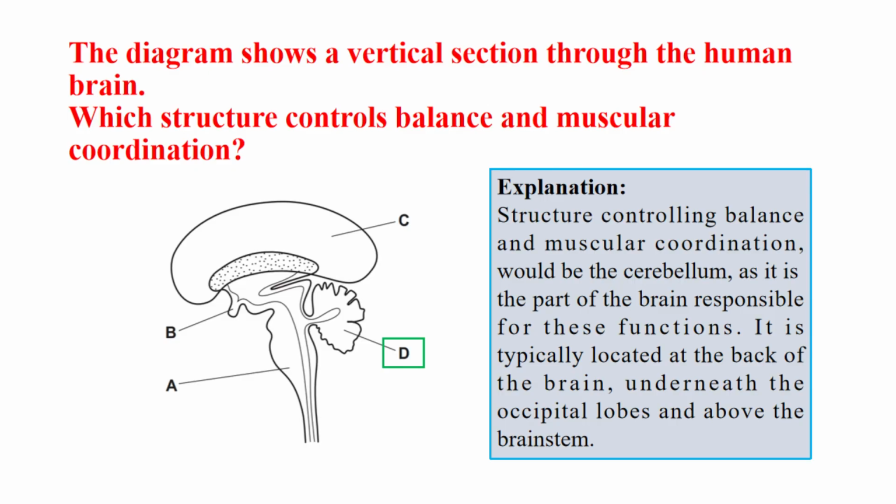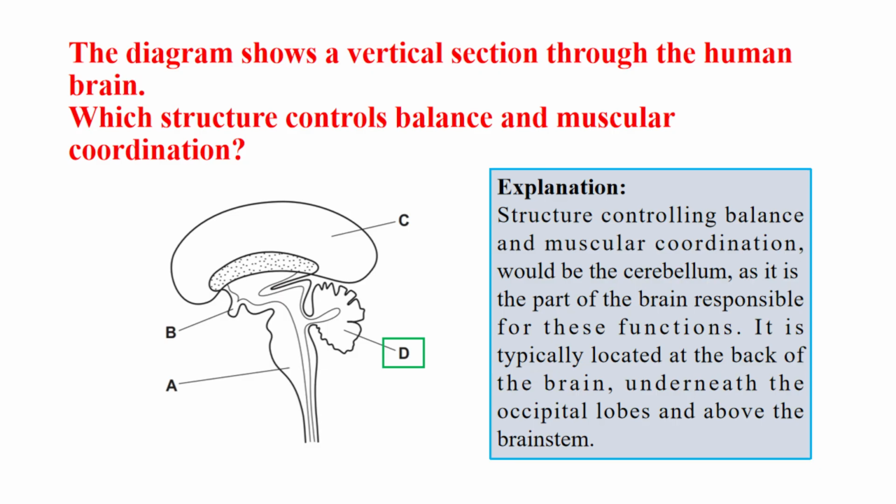Structure C, this is the cerebrum. The cerebrum is the largest part of the brain and is involved in higher cognitive functions, sensory processing, and voluntary movements. Although it is vital for many brain activities, it does not directly manage balance and coordination.